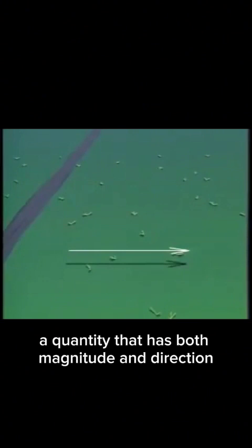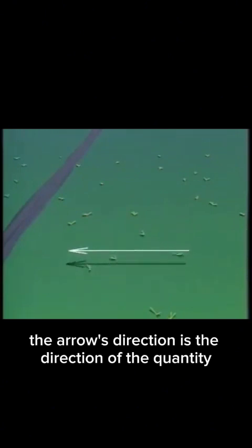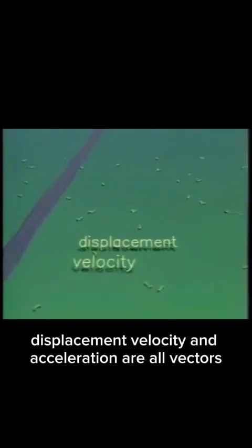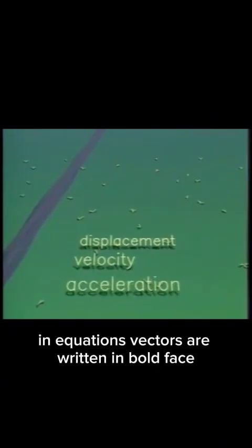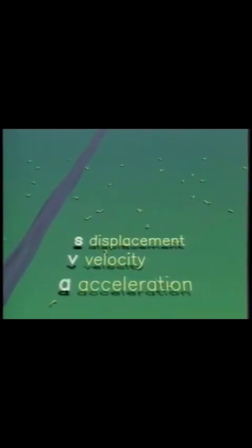Both magnitude and direction is a vector represented by an arrow. The arrow's direction is the direction of the quantity, and the length of the arrow indicates its magnitude. Displacement, velocity, and acceleration are all vectors. In equations, vectors are written in boldface.